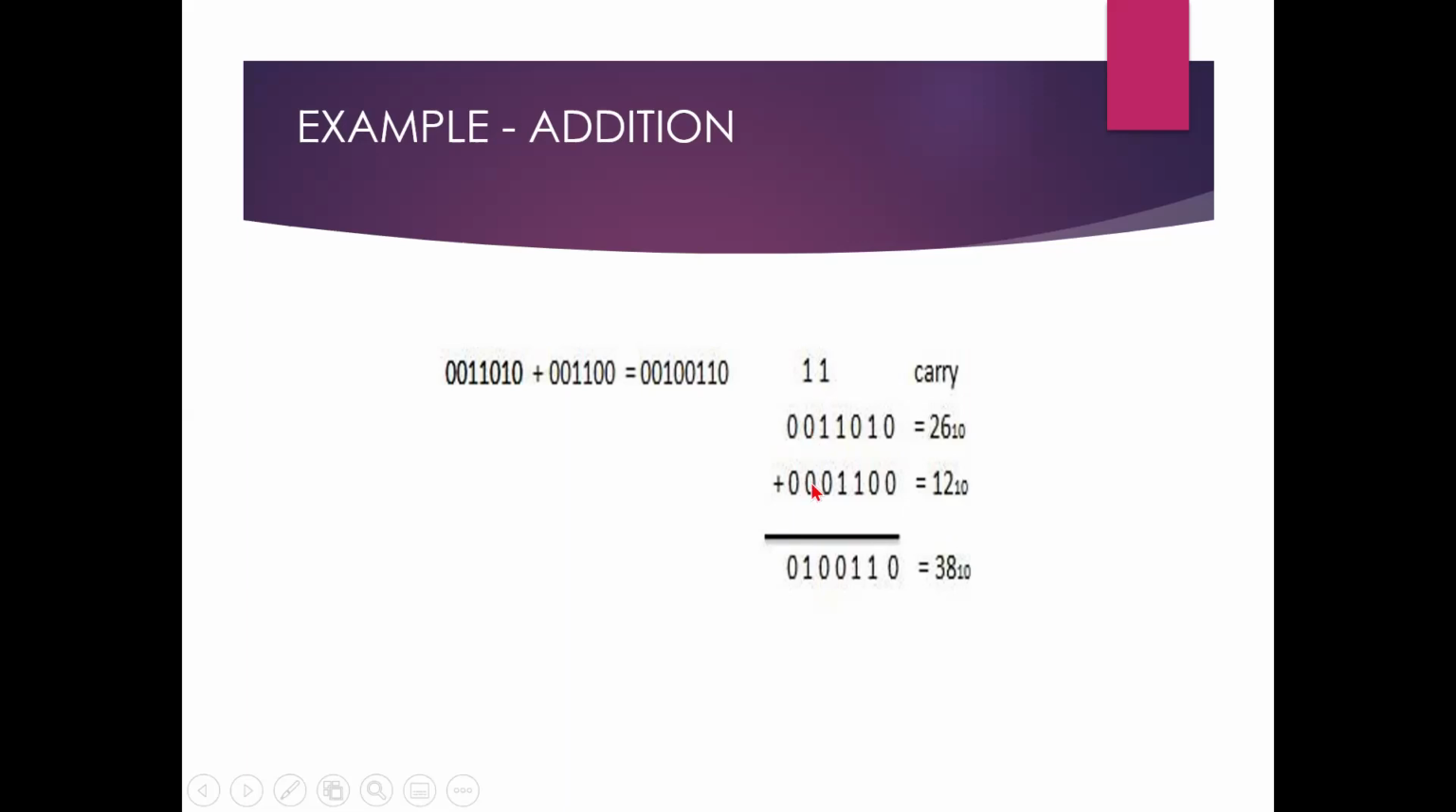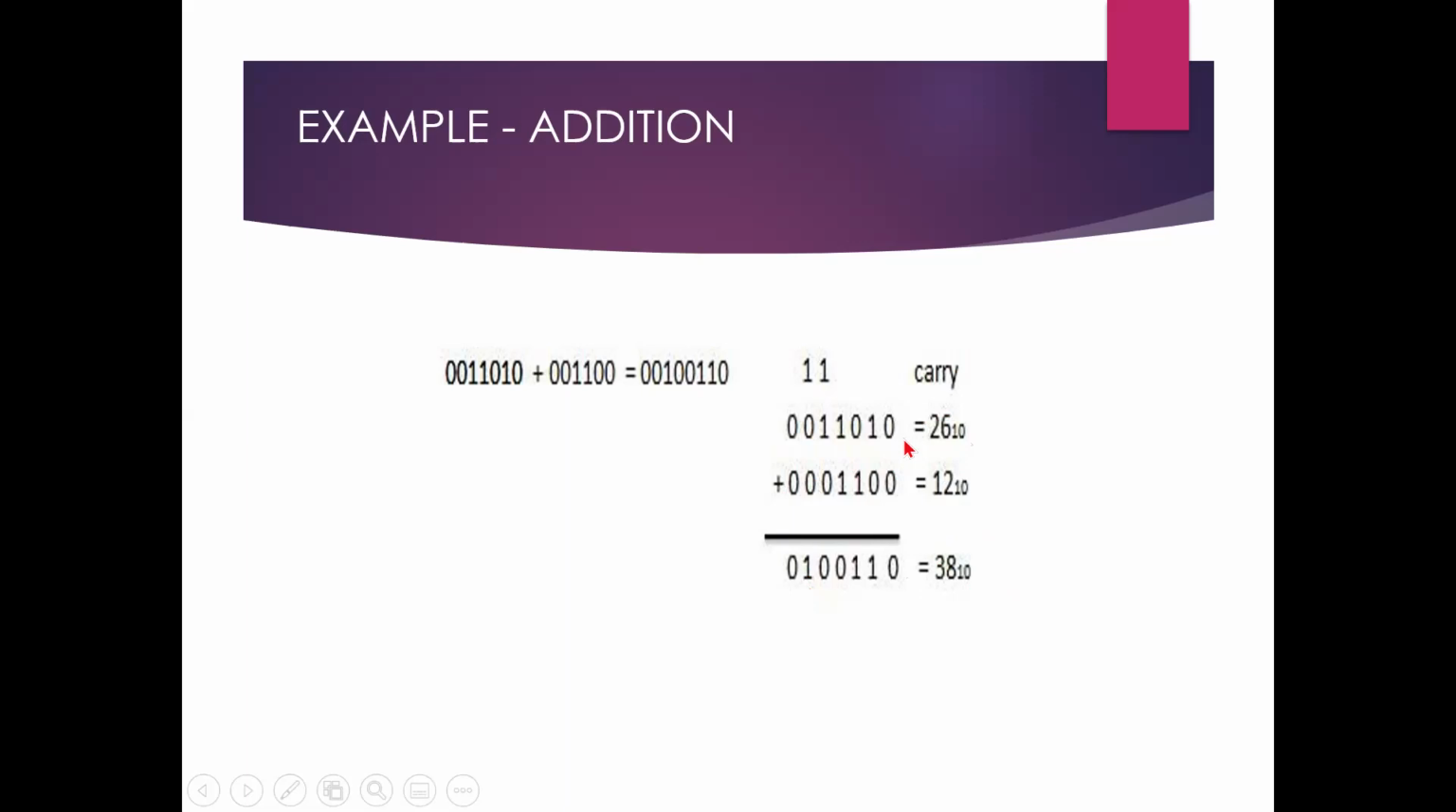1 plus 0 plus 0, 1. So this is your sum of these 2 binary numbers. What is given here is the equivalent decimal numbers. This is equivalent to 26. This is equivalent to 12. When you add these 2 numbers, obviously the equivalent decimal number is 38.